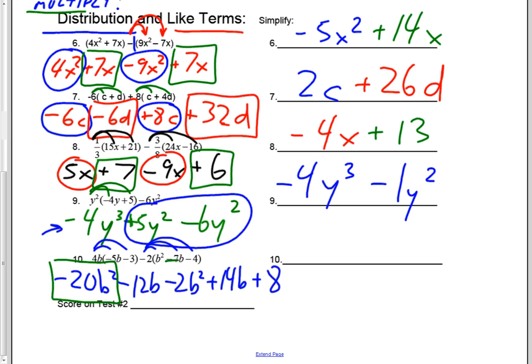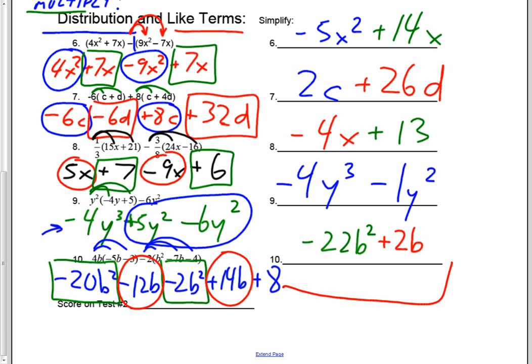Did somebody have a question? Yeah. Okay. If I combine those, that's minus 22b squared. Then I've got -12, positive 14. And then the 8. Done. We're not solving for any variables. We're not getting just a number. We're just combining what we can.